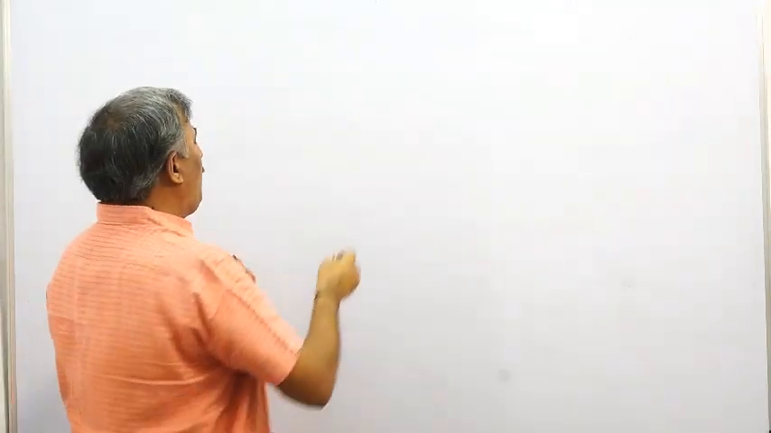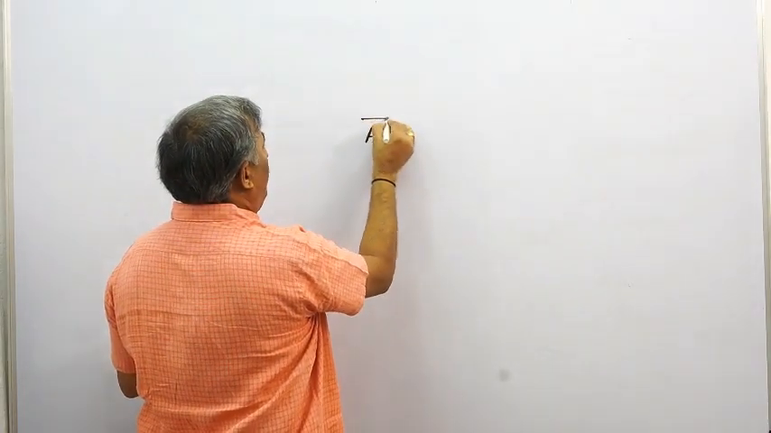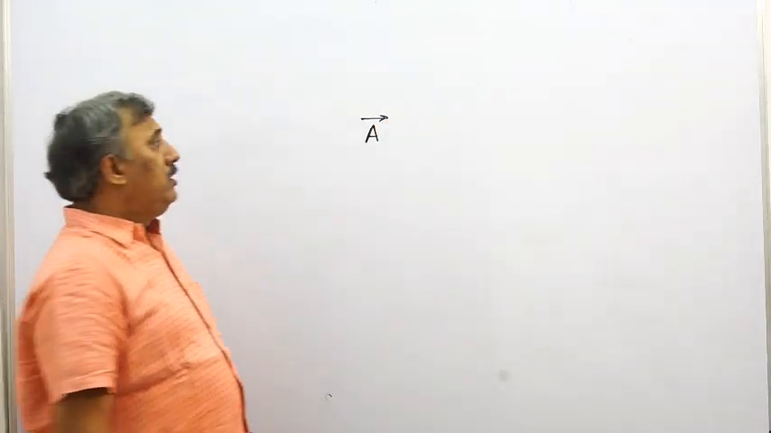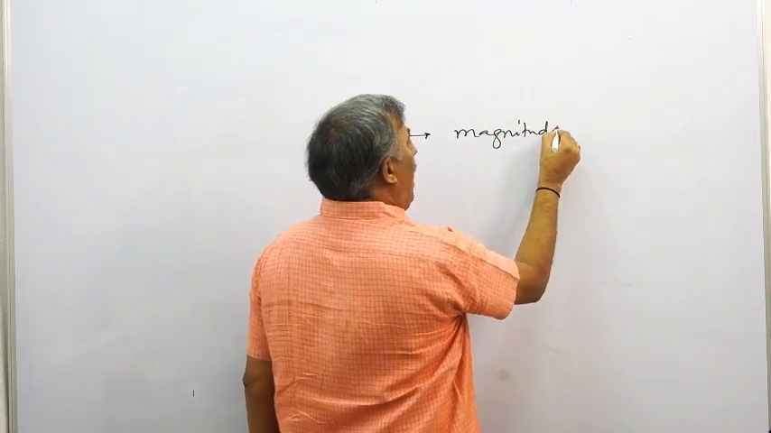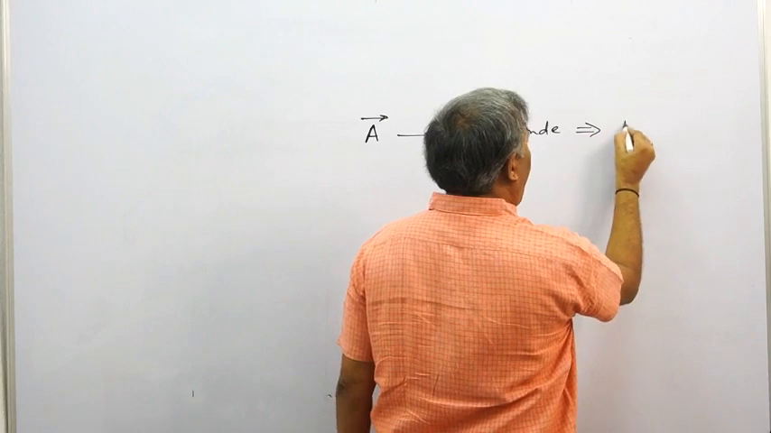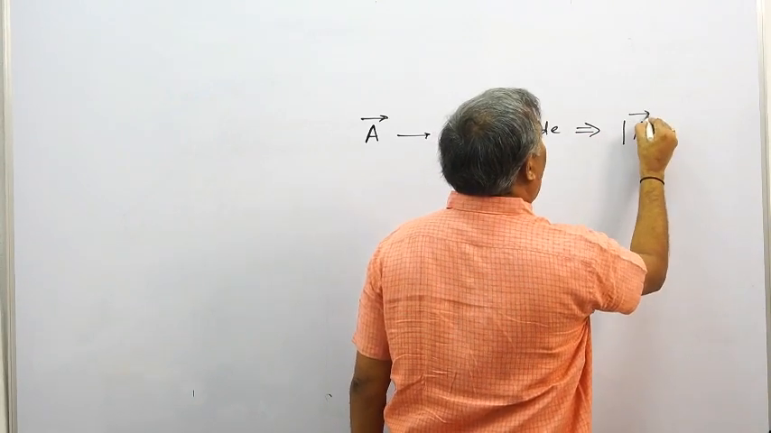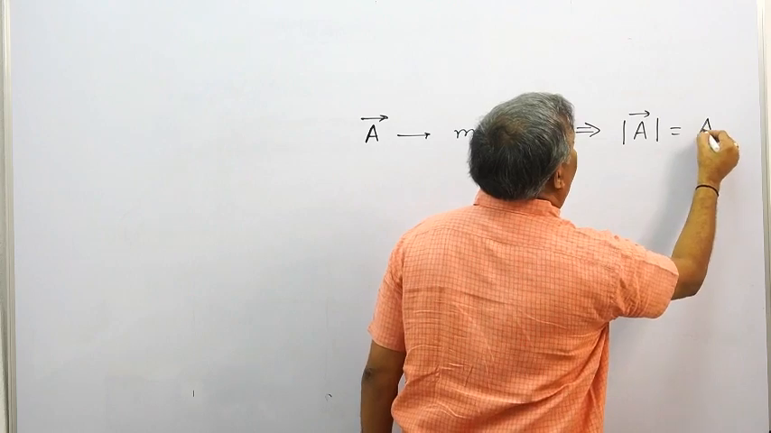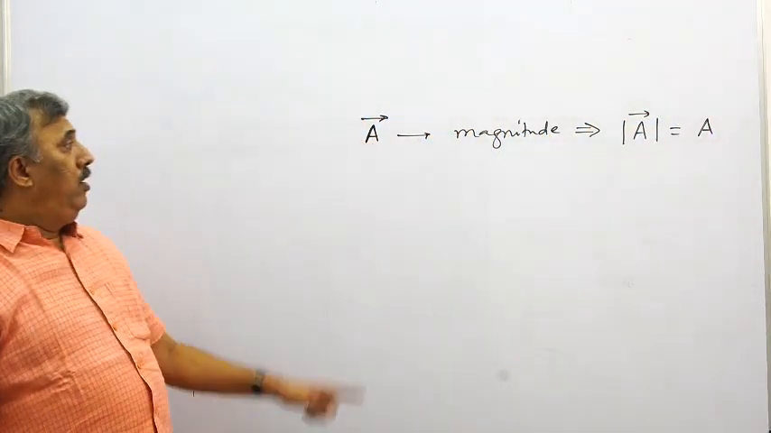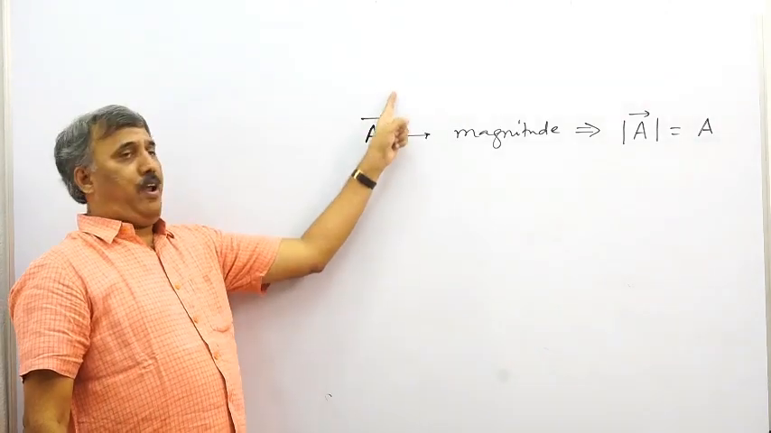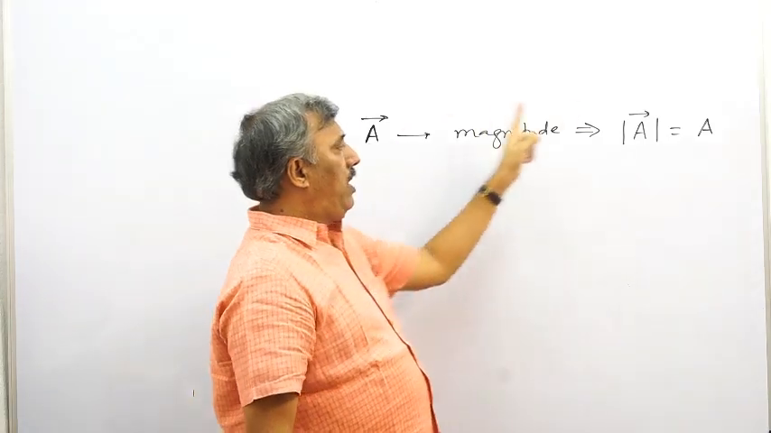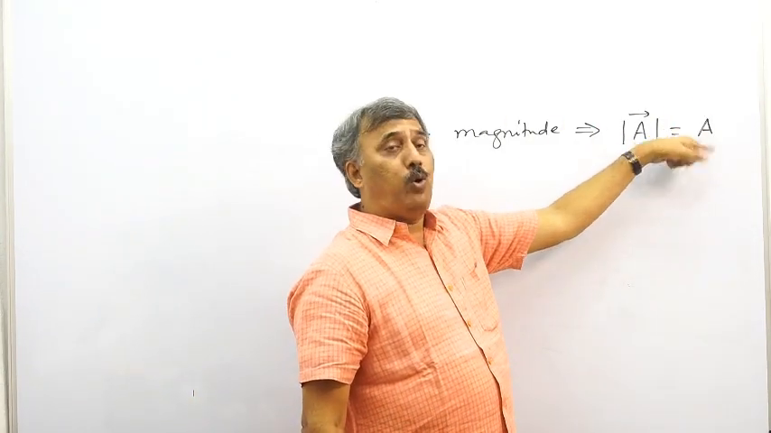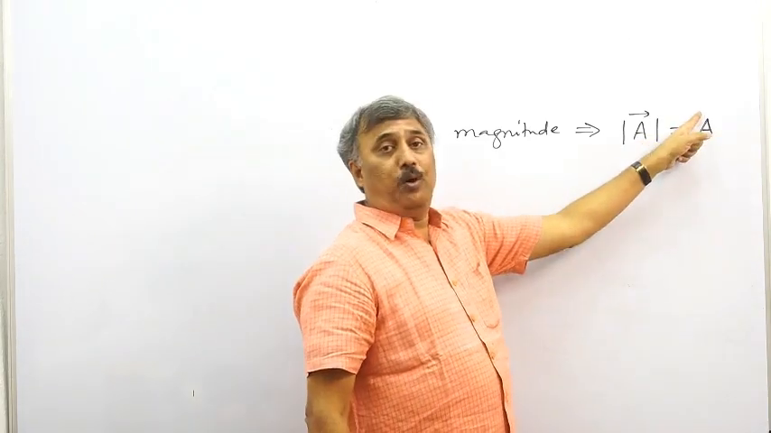Now suppose we have one vector A. For a vector A, the magnitude means value. The magnitude of that vector is denoted either like this, modulus of vector, or simply A without the arrow. So what is the magnitude of vector A? You simply write down A without the arrow. That is the magnitude of vector A.